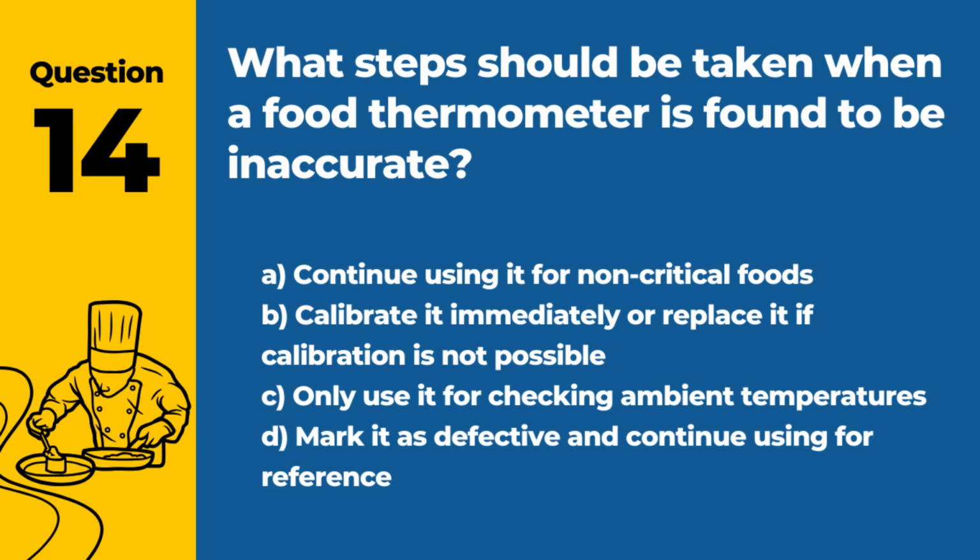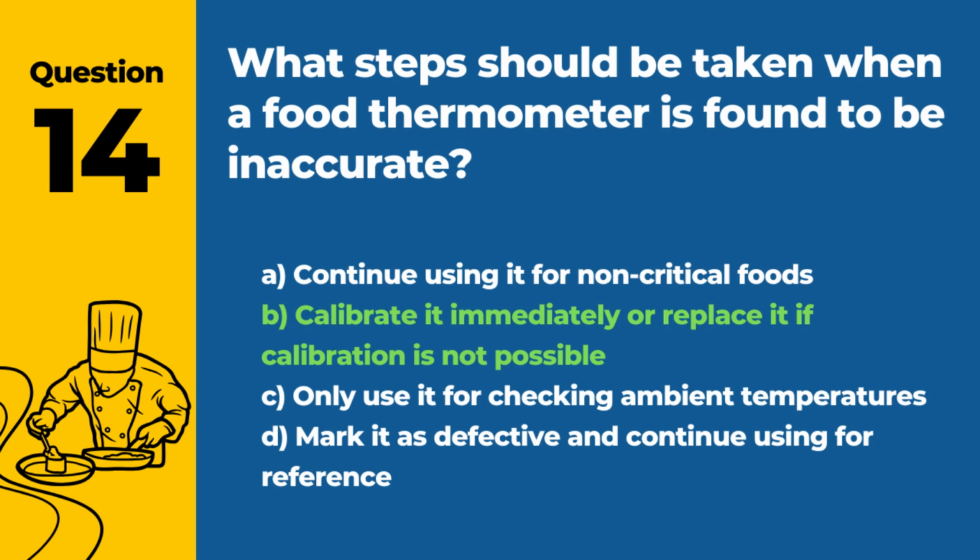Question 14. What steps should be taken when a food thermometer is found to be inaccurate? A. Continue using it for non-critical foods. B. Calibrate it immediately or replace it if calibration is not possible. C. Only use it for checking ambient temperatures. D. Mark it as defective and continue using for reference.